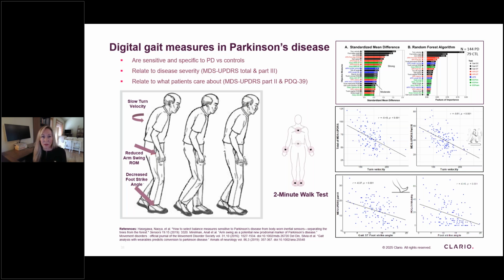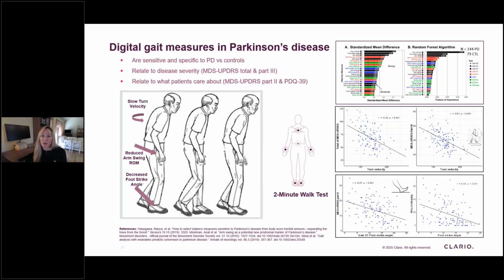What's interesting, and what we want to see, is that these measures also relate to some of the conventional scales, right? We want that to show similar progression. We don't want a perfect relationship because then it would not be additive. By adding the sensors, there's more wealth of information available. But we do see these three measures relate to the clinical scale.